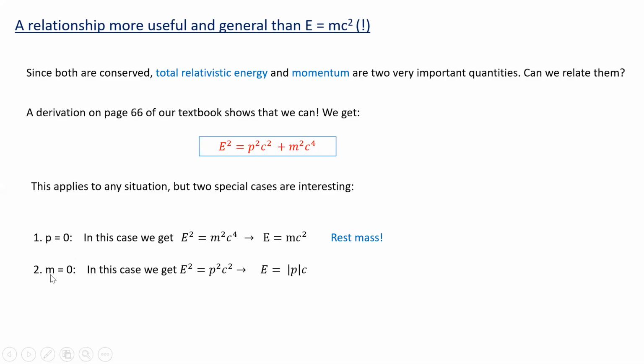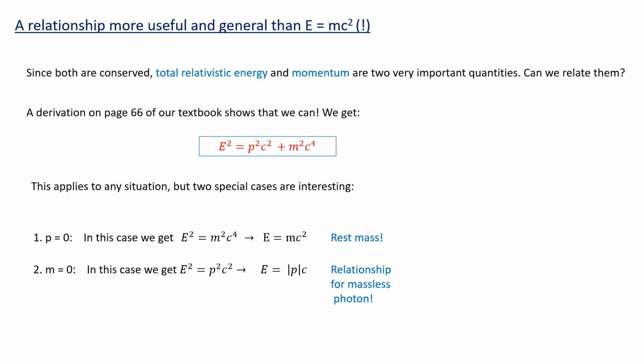If M is equal to 0, in this case, the second term drops out, and we get E squared equal P squared c squared, or E is equal to the absolute value of P times c. That is, E is equal to plus or minus P times c. And the only massless particle we know of is the photon, the particle of light. So this would be the relationship between the relativistic energy and momentum for a massless photon. So this equation contains that as well.